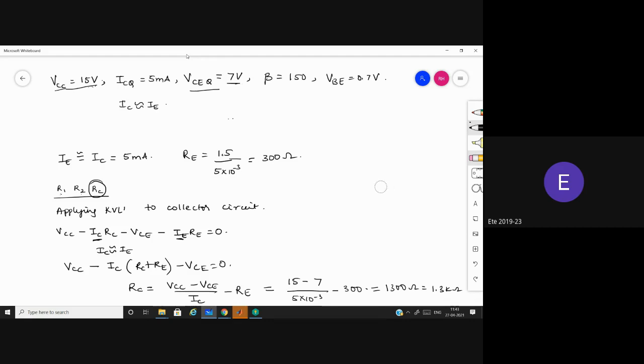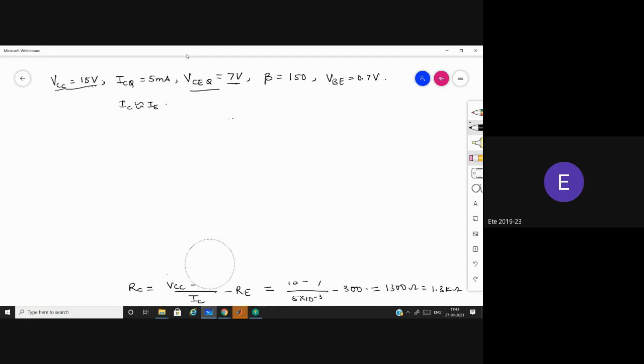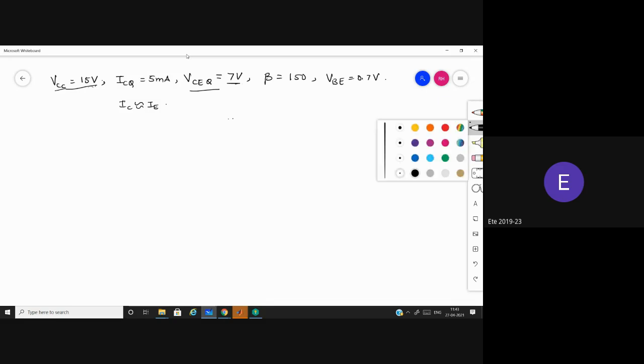What's the basic thing? The basic thing is VB, right? Yes, sir. Okay, and now just think, can we apply Thevenin's theorem or can we go for approximate analysis?